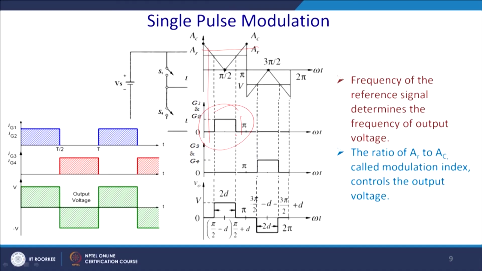Okay. So, the frequency of the reference signal determines the frequency of the output voltage. So, these square pulses will have a frequency, and the ratio of AR to AC is called the modulation index and controls the output voltage magnitude. And thus you can have this duration of 2d. Ultimately, this duration is like this, and in that way you can see the duration of the different parts of this 2 pi modulation technique. So, ultimately you get a square wave.